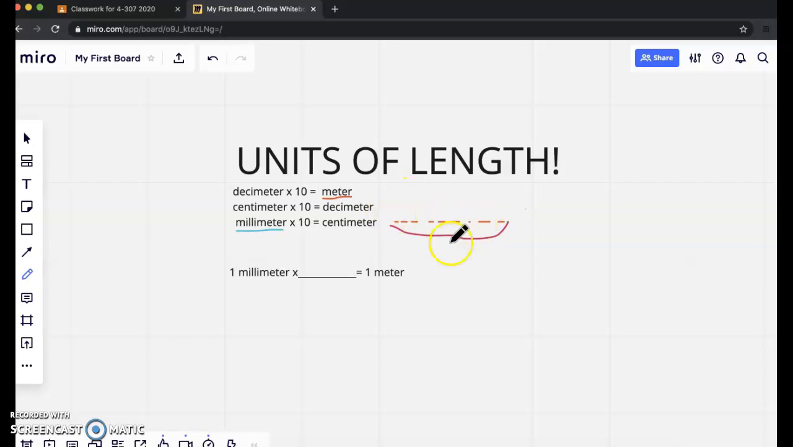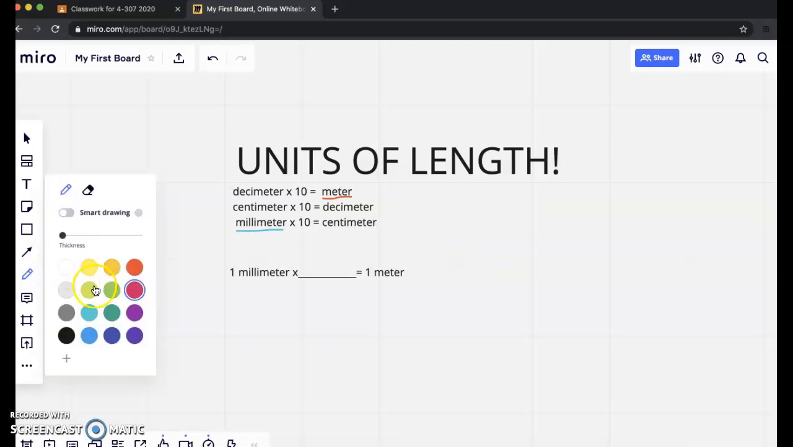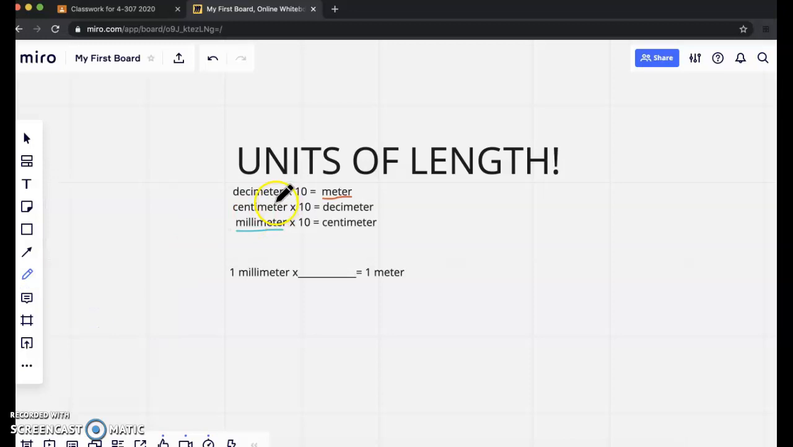And then 10 of those would become a decimeter. And then 1 decimeter is going to be 10 times as long. 1 decimeter times 10 is going to be 1 meter, which is going to be 10 times as long as that. So essentially, it's just getting larger and larger as we go, which is pretty simple to understand, but kind of hard to see in your head.